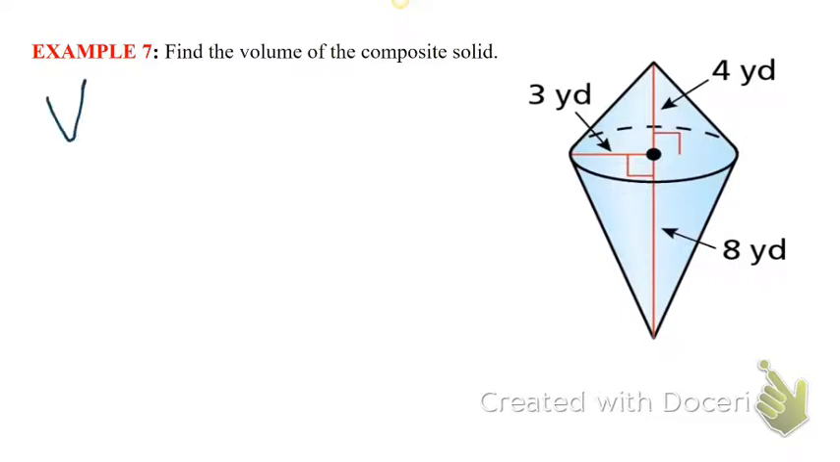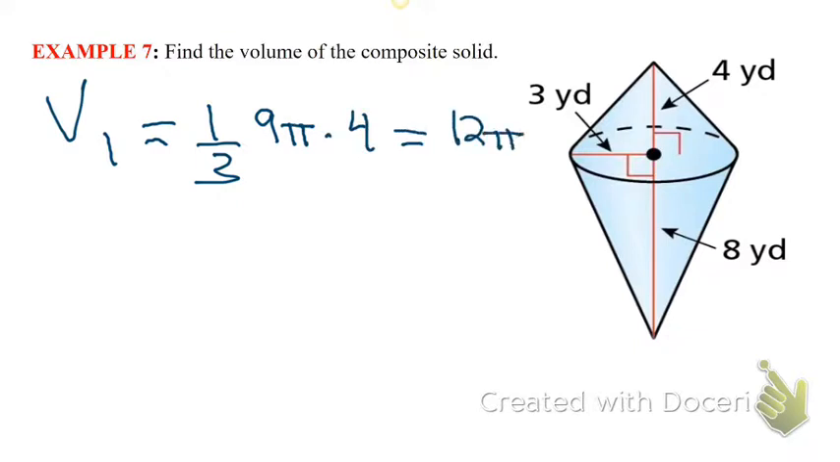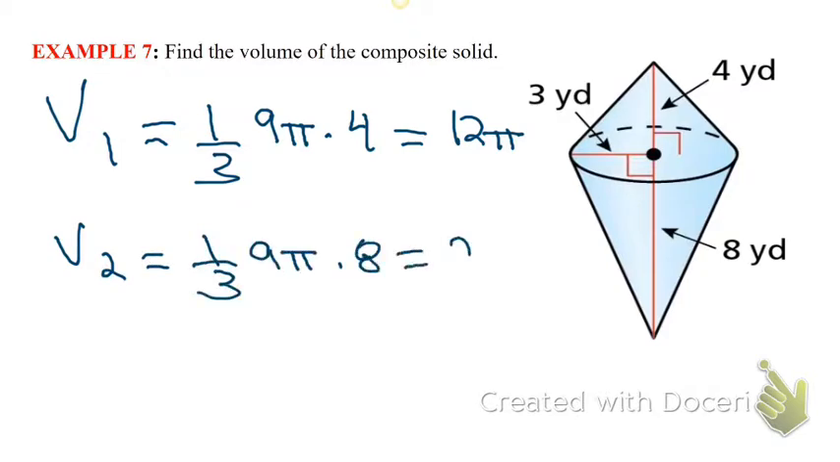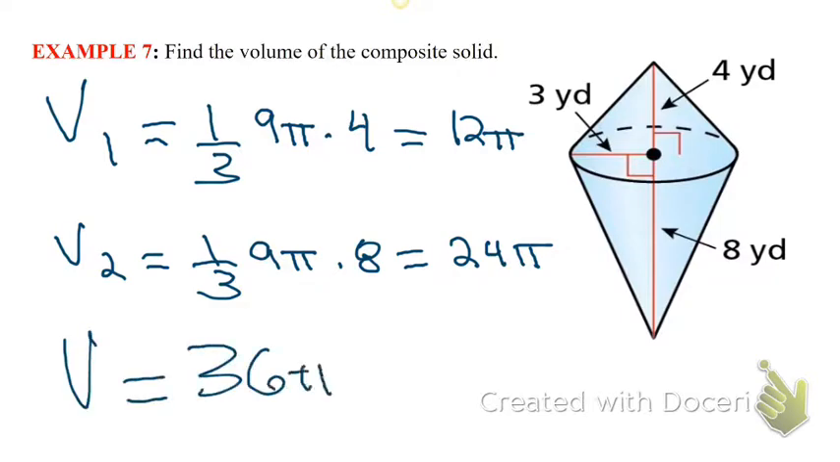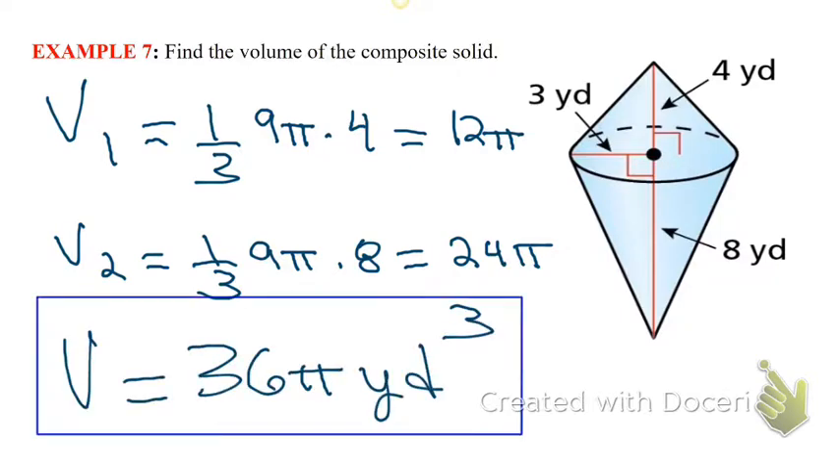Here we go. The volume of the first one is going to be 1/3 times r squared is 9 for both of these, but then times the height 4, so we get a total of 12 pi for the volume of the cone on the top. In the second cone, the cone on the bottom, we have the same radius, so we still have 9, but our height is 8, so that one will have the volume of 24 pi. So all we need to do now is add them together, and we get 36 pi cubic yards.